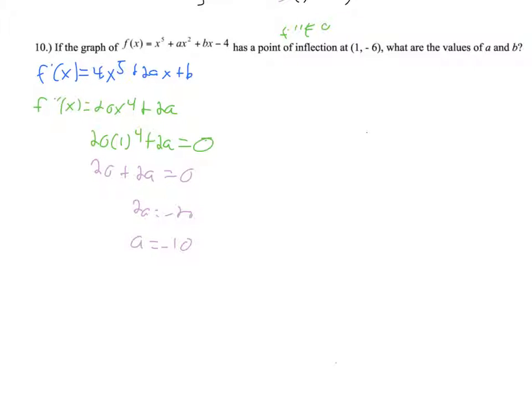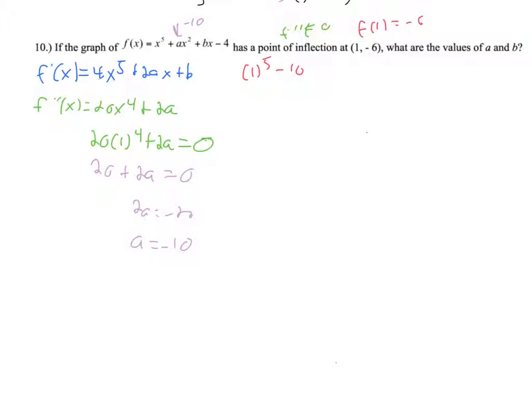What else do we know that would help us solve for b? We know that f of 1 is equal to negative 6. So when we plug in 1 into the function, the output, the y value, is negative 6. So let's plug in 1. So we would have 1 to the fifth. We just learned that a is equal to negative 10.